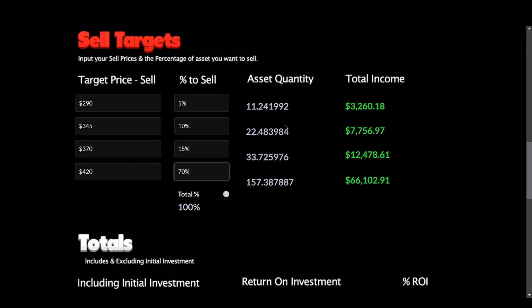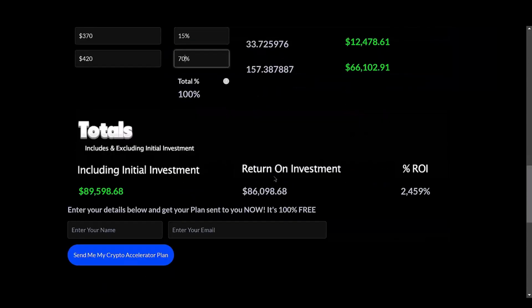The chart shows us what we need to sell. When those sell targets are hit, you just action that amount. Just get on your exchange, sell that amount, and you'll make money. Now let's check our return on investment. Now we're up to that 86,000. We just added another 9 grand on. We didn't have to do anything else but adjust our percentages. Now we're just under 2,500% ROI, and that's where this is an asset that I'm definitely into.